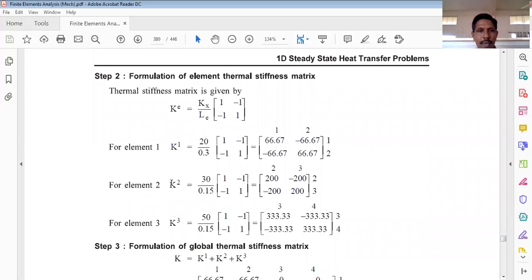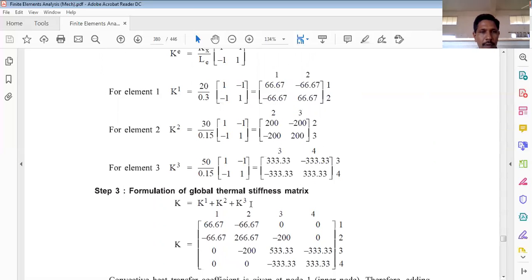Similarly, when you calculate the thermal conductivity matrix for element number 2, K2 is equal to 30 divided by 0.15, in the matrix of 1 -1 -1 1. After simplification, this comes out to be 200, -200, -200, +200. Element 2 is connected between node 2 and 3. For element number 3, it is K3. Thermal conductivity is 50. Length is 0.15 meter.